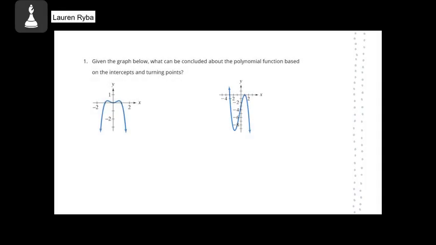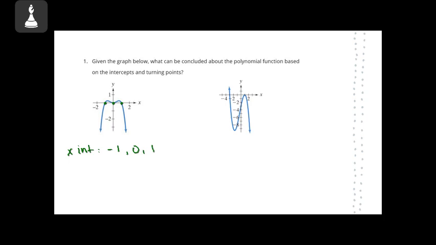We have 2 graphs here. We want to discuss what can be concluded about the intercepts and the turning points. So I'm going to start with the intercepts, or where I hit the x-axis. So the x-intercepts are going to be at -1, 0, and 1.